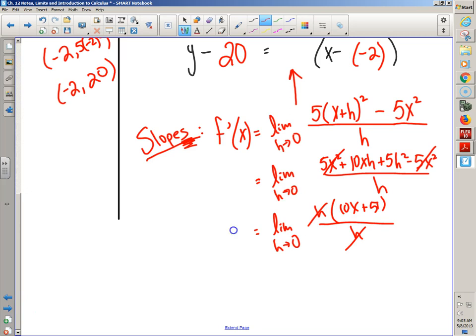Oh, doesn't this guy have an h? What happens when you plug in h equals 0? 5h cancels to 0. I have 10x, which is left. I plugged 10x in! Nope.